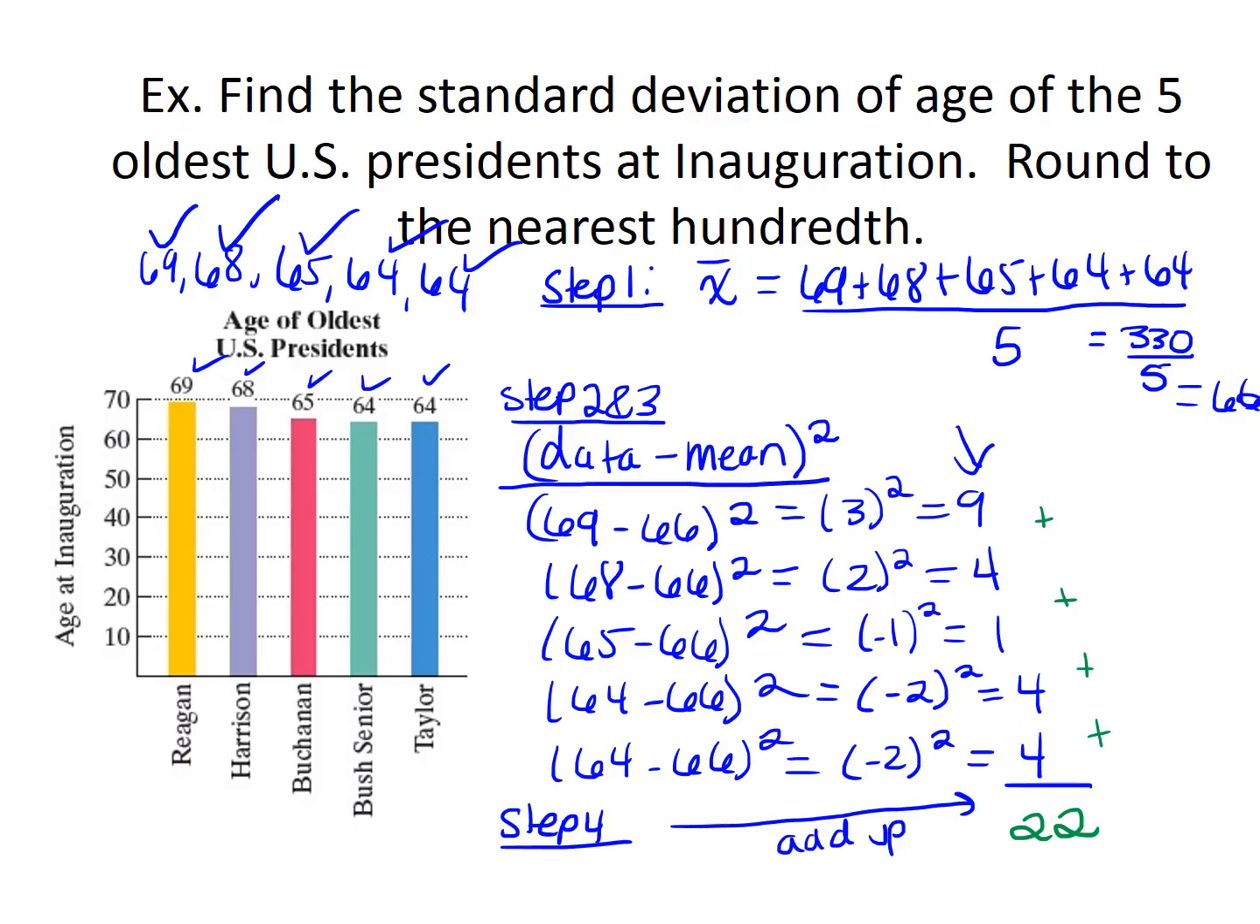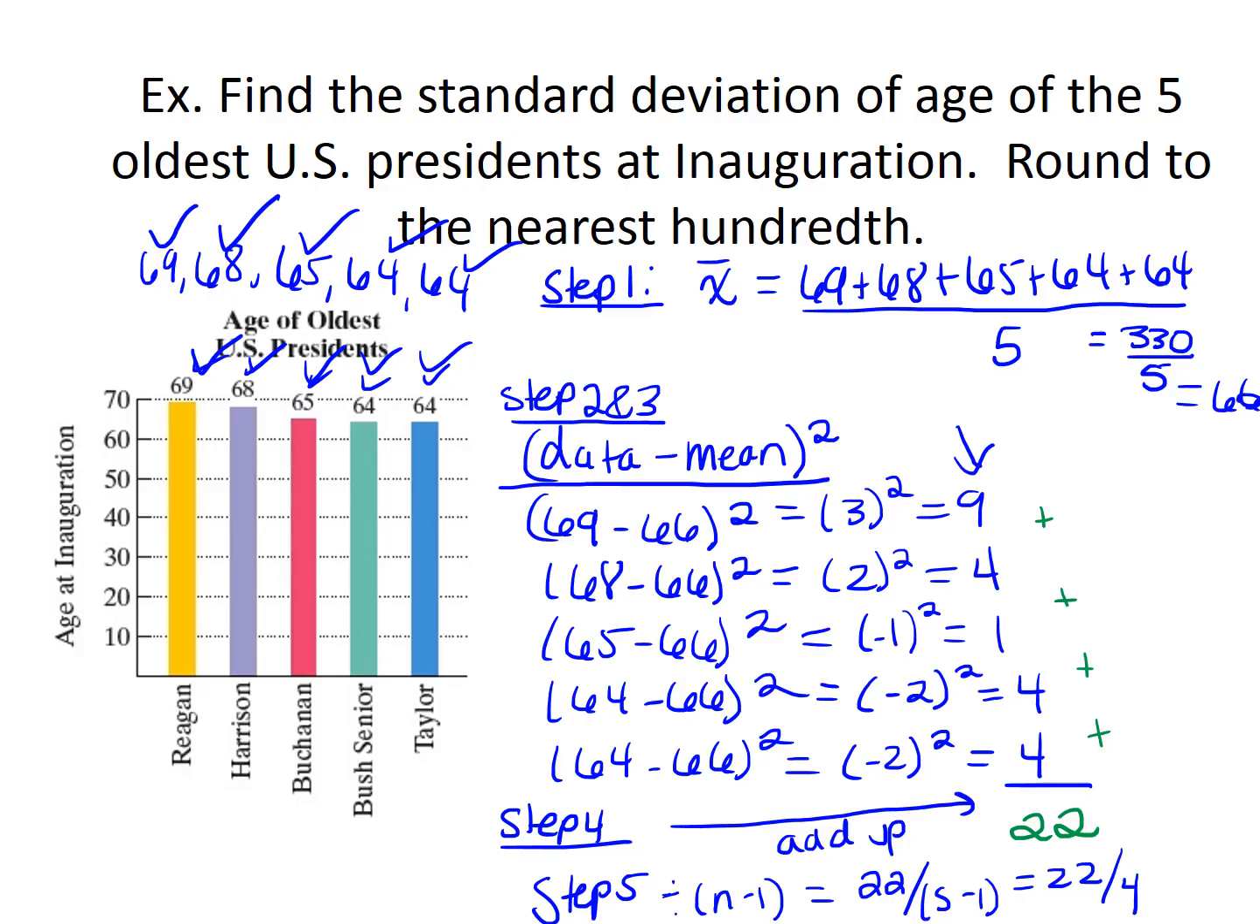If you look back at the previous slide, step 4 was add these up. Step 5 is to divide by n minus 1, and n is 5. All right, n is always the number of data values, which is 5. So we're going to take our 22 and divide it by 5 minus 1. So it's 22 divided by 4.